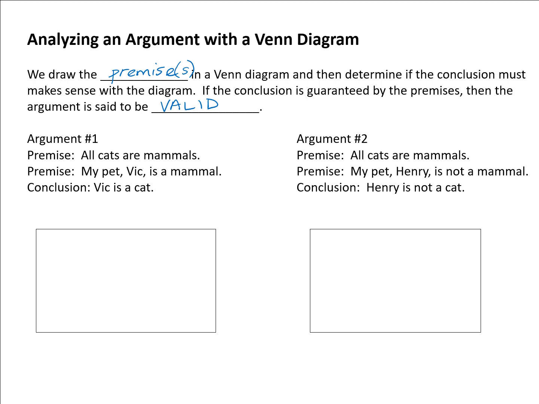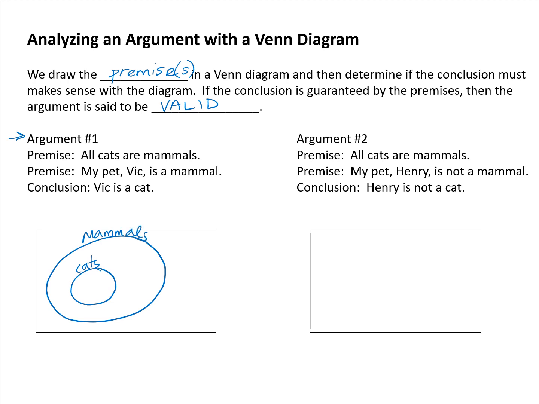So let's look at a couple of examples of this. Argument 1 here. We have the first premise, all cats are mammals. Now remember on the last slide, we had drawn that out. Cats is a set inside of the mammal set.